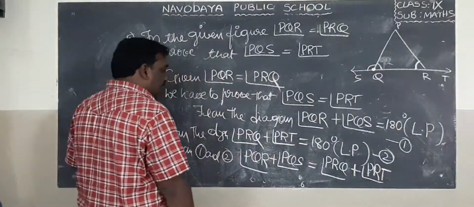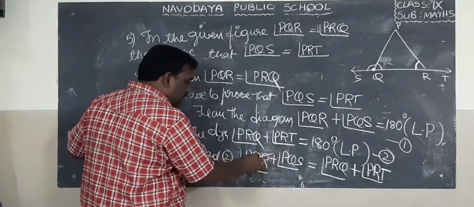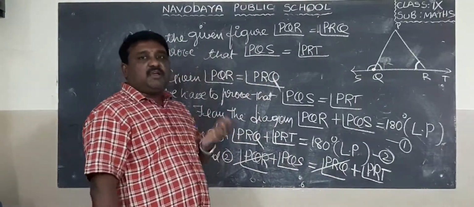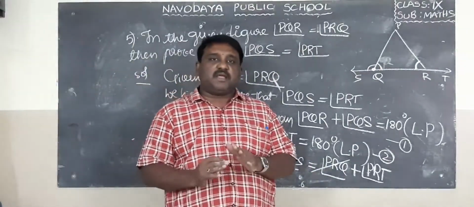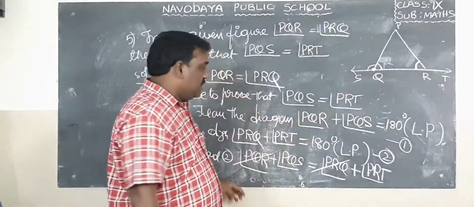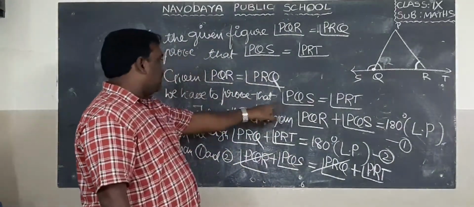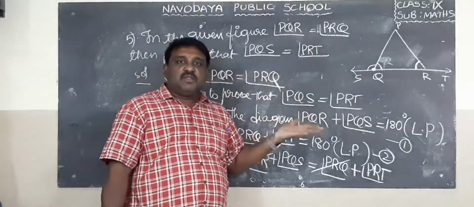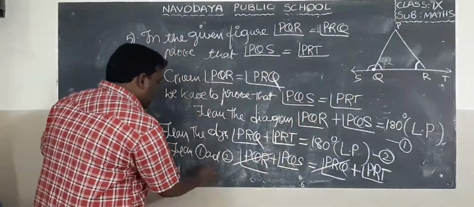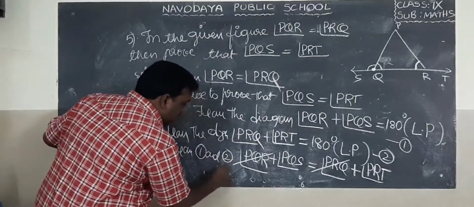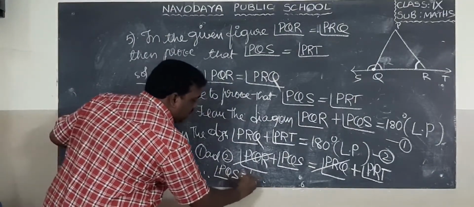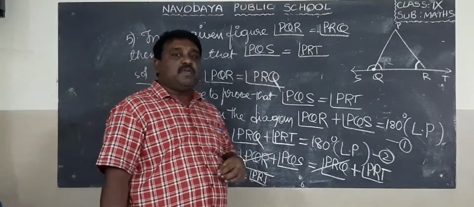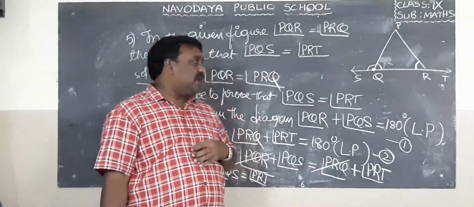Then what angles cancel? Angle PQR, angle PRQ, both are equal. So they are cancelled. Automatically both the angles cancel. You know the reason also, because both are equal. Angle PQR, angle PRQ equal. So both the angles cancel. Therefore what we get? Angle PQS equal to angle PRT.